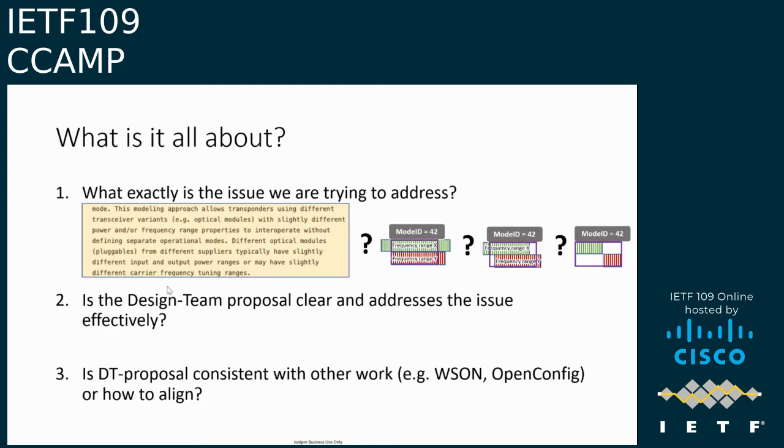Then the next question is, okay, let's figure out what it is. Is the team proposal really clear and does it address the issue effectively? I mean, is this from an engineering standpoint really the way to go? And the other one is, is the proposal that comes out of it consistent with other work, or what do we need to do with the other work in order to make it match?